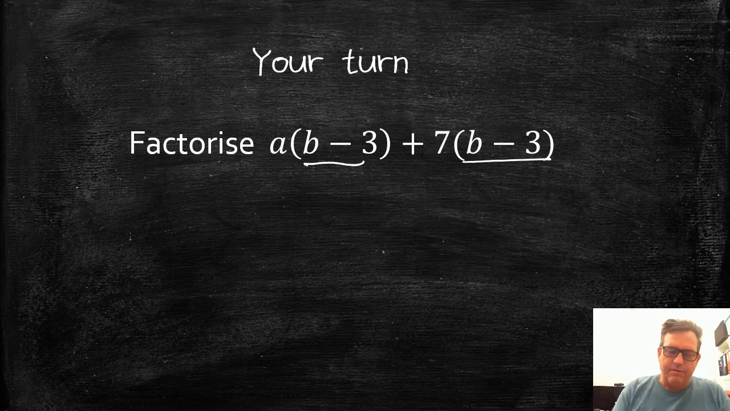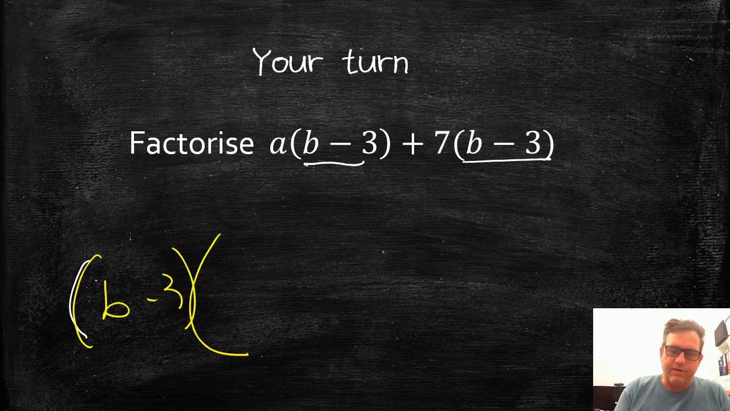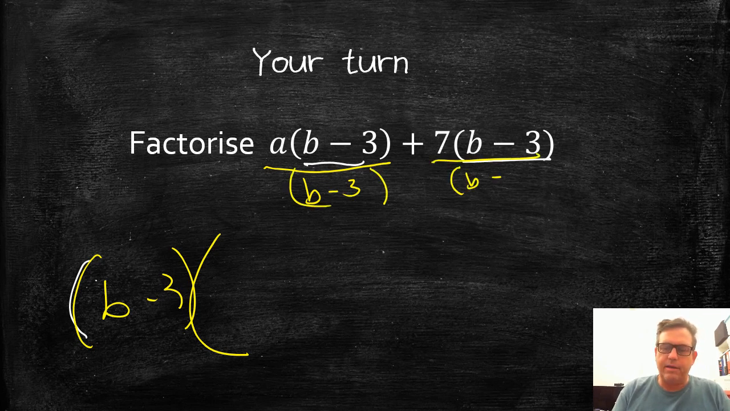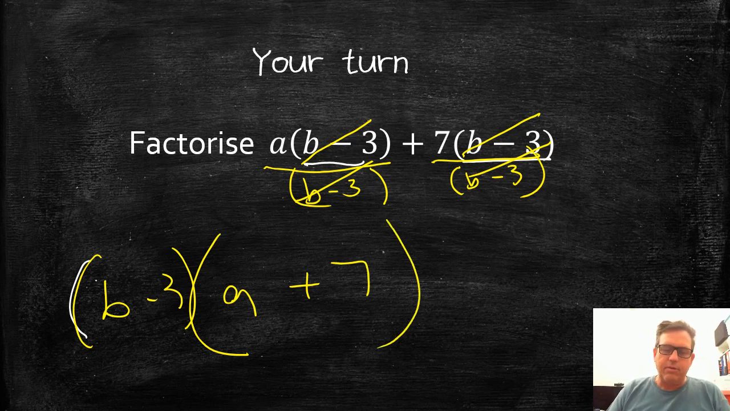So I'm going to factor out the (b minus 3). So if I divide this whole thing by (b minus 3), and I divide this whole thing by (b minus 3), because that's what I'm pulling out, those cancel, those cancel. So what am I left with? I'm just left with a plus 7. Now, how can we check this? Well, I could look at it this way. I can multiply the first thing, a times the (b minus 3), and I can multiply the 7 by the (b minus 3), which is what we end up with.